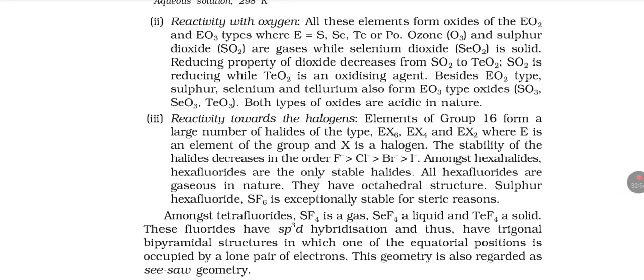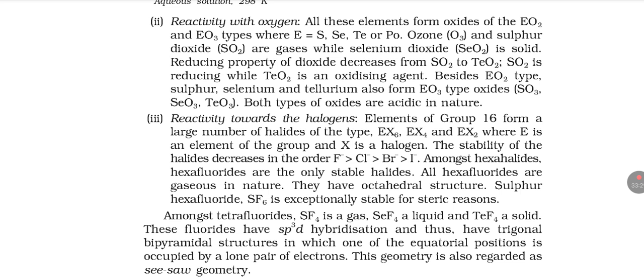Reactivity with oxygen. All these elements form oxides of the EO2 and EO3 types. Ozone and sulfur dioxide are gases, while selenium dioxide is a solid. The reducing property of dioxides decreases from SO2 to TeO2. SO2 is reducing while TeO2 is an oxidizing agent. Both types of oxides are acidic in nature.